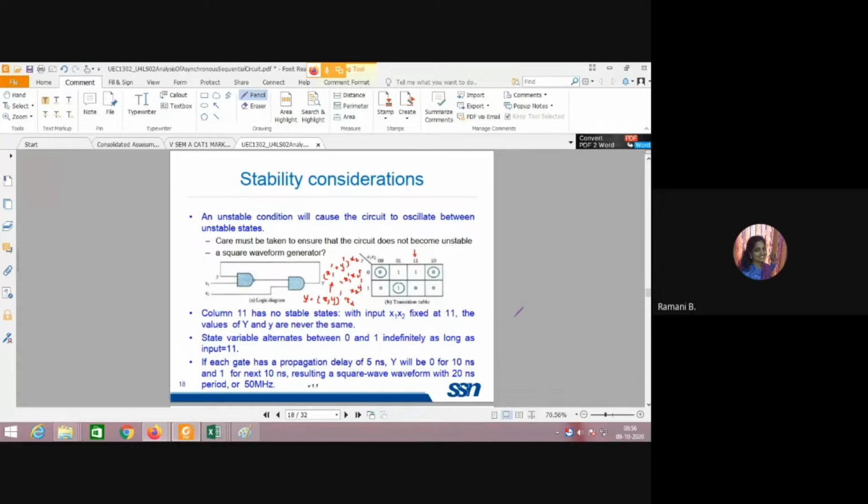So it is like generating a square waveform. Okay, depending on the delay, the width of the pulse will change. If both cases have equal delay, it will be an actual square waveform. If the delay varies, either of the lengths will be greater. Okay, so that is one thing we need to take care of.